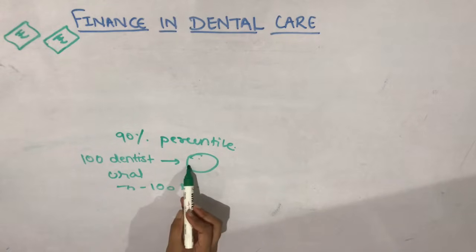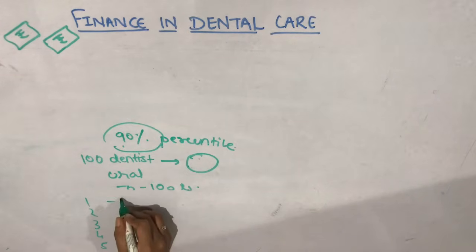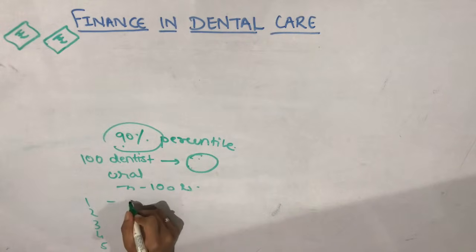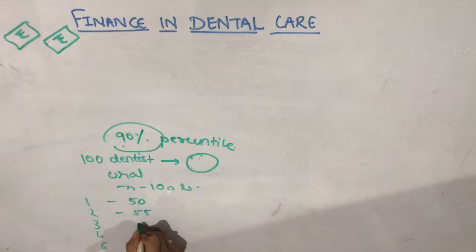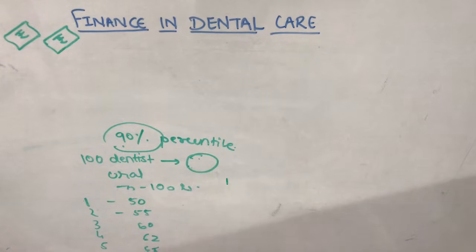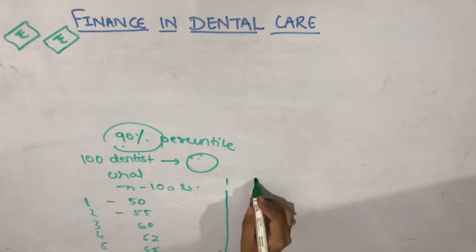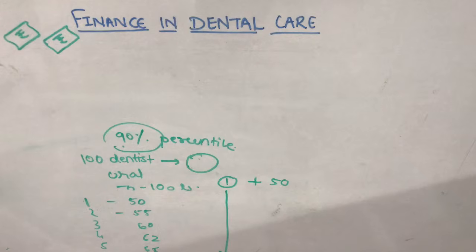Now in this Delta Dental Plan, with the 90th percentile, what they do is arrange the dentists according to the price. So for example, the first dentist has the minimum price of 50 rupees, then the next dentist 55, 60, 62, 65. Like this, they arrange all the dentists from 1 to 100 according to their price ranges. So the minimum comes first, and the maximum comes last. 900 rupees was the maximum one in that area, so it comes at the 100th rank.